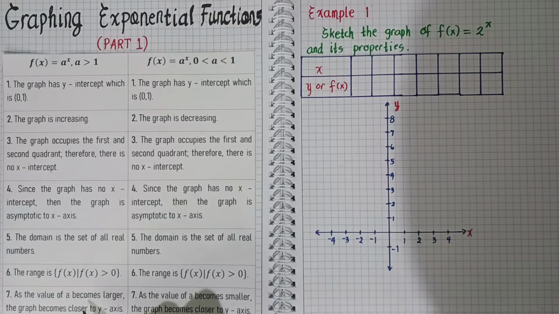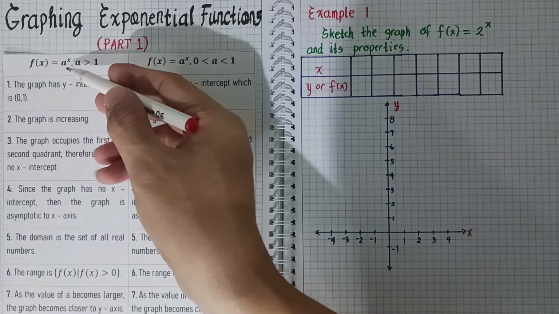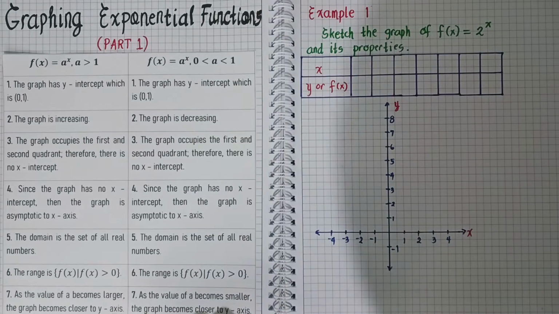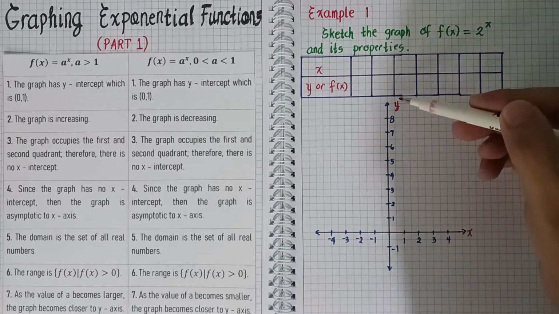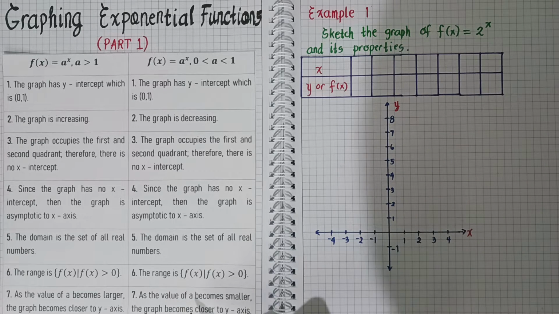And as the value of a becomes larger, the graph becomes closer to the y-axis. So once mas malaki yung a natin dito, let's say 4 or 5, 6, 7, 8, mas magiging closer doon sa y-axis natin kapag ginraph natin yan. So dito naman sa kabila, as the value of a becomes smaller, the graph becomes closer to the y-axis din.